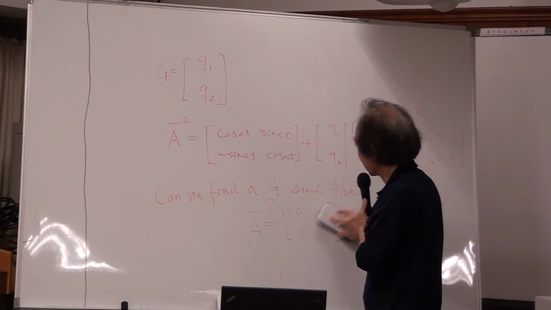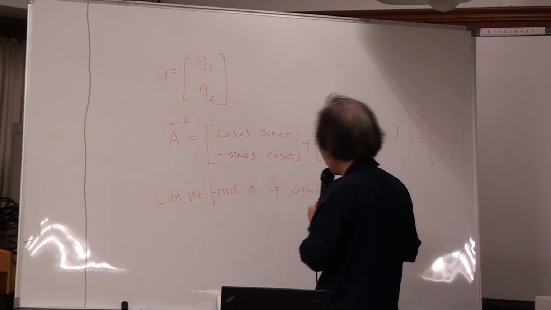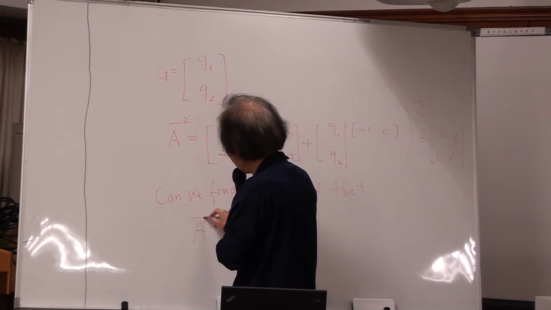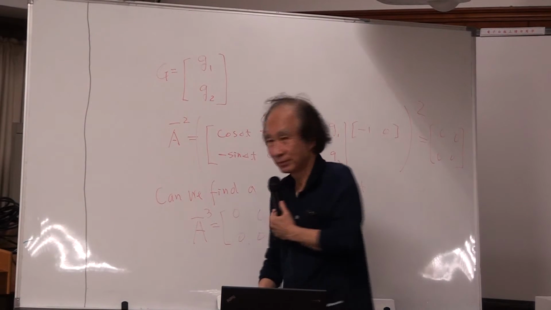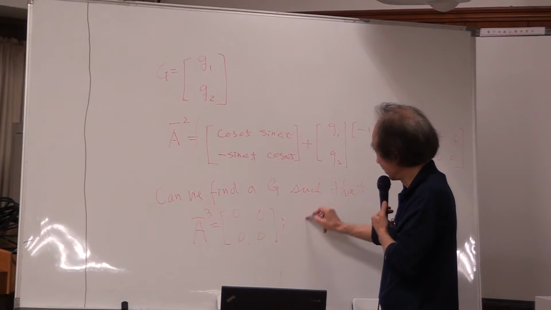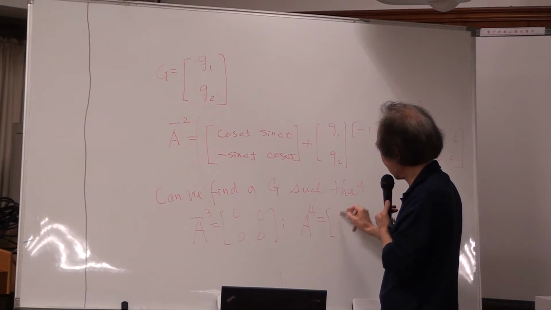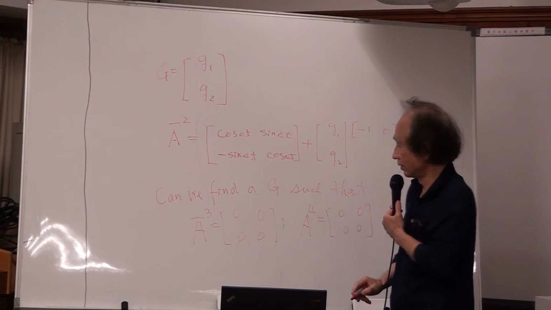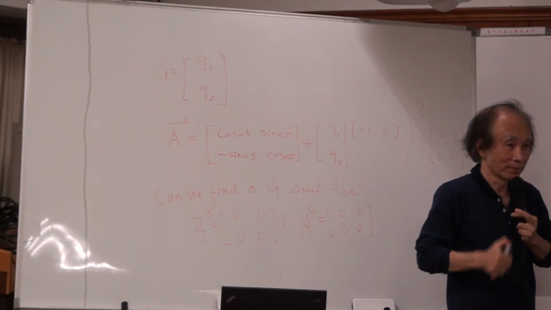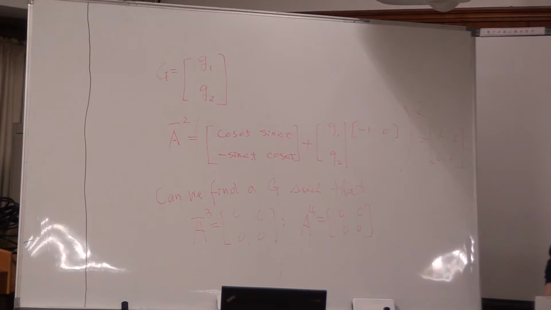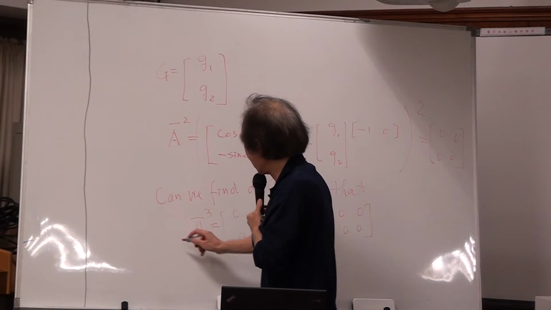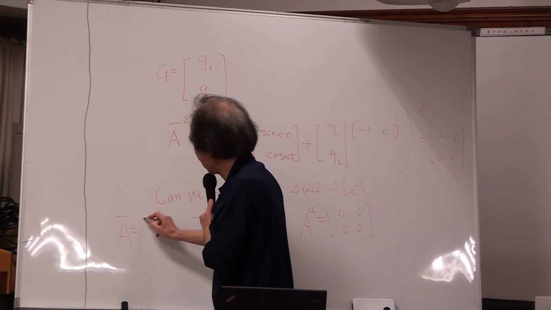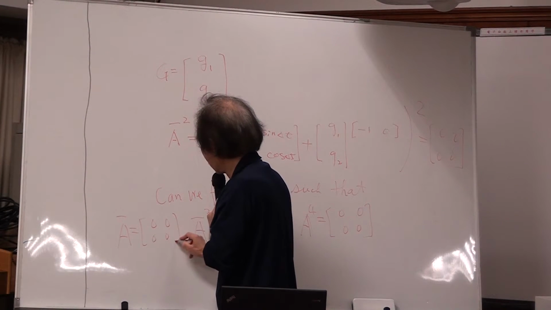Alright. The same question. Can I find a G such that A bar cube equals 0? Or A bar 4 equals 0? Okay? That's all kind of questions you can have. It's easy to prove that A bar equal to 0, 0, 0, 0, that's impossible.